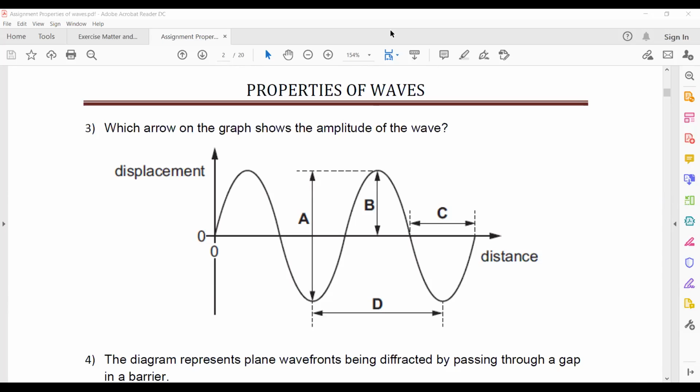So the correct answer is B. This is the amplitude. C is actually half of the wavelength, and A is actually twice the amplitude, double amplitude, and D is the wavelength.